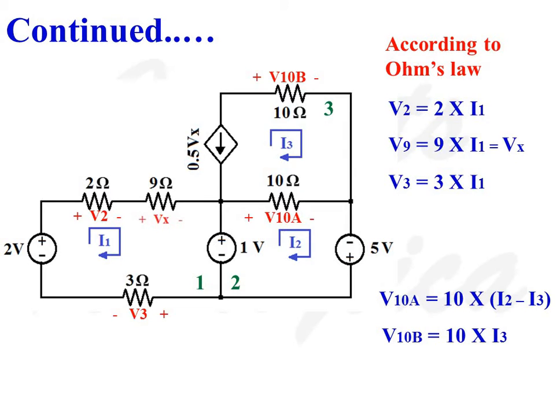According to Ohm's law, voltage drop across 2 ohms resistance is given as V2 = 2I1. Voltage drop across 9 ohms resistance is given as Vx = 9I1. Voltage drop across 3 ohms resistance is given as 3I1. Voltage drop across 10 ohms resistance V10A is given as 10 into (I2 minus I3). And voltage drop across 10 ohms resistance V10B is given as V10B = 10I3.